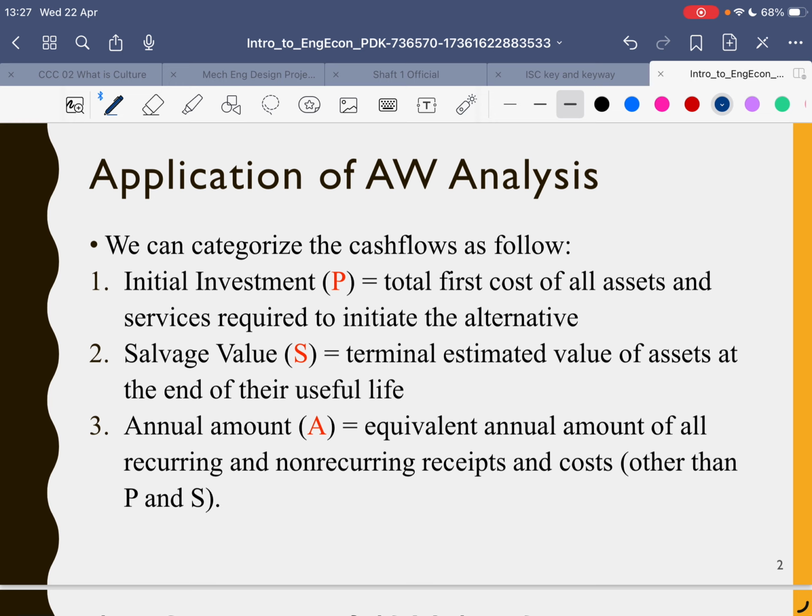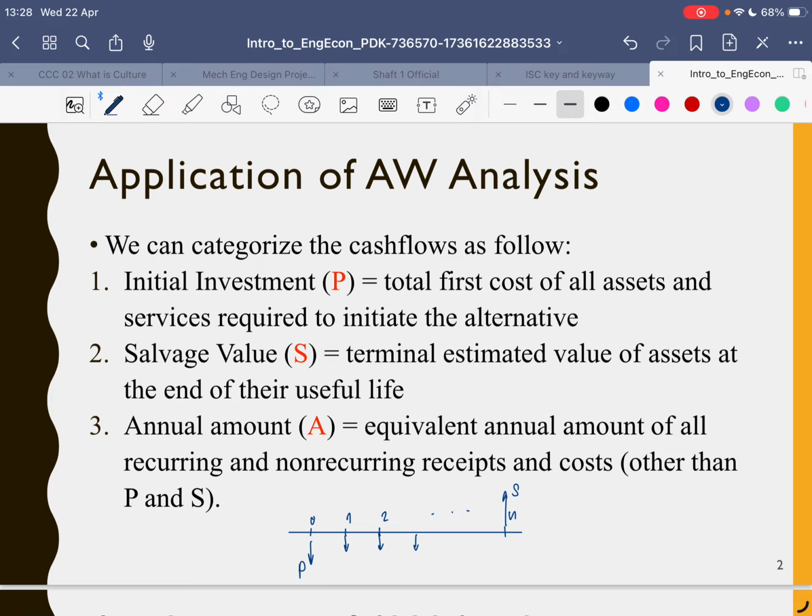So if you draw a picture, it's going to be something like this. You have a timeline, right? You have time 0, 1, 2, and then it goes on until time n. You have the initial investment P, which is this one. You have the salvage value, which is S here, and each year you will have the annual amount, which is equal to A.